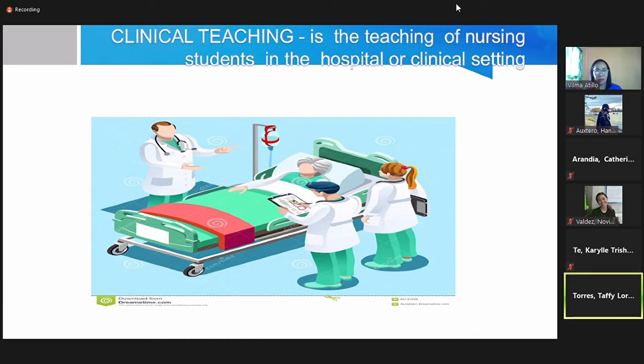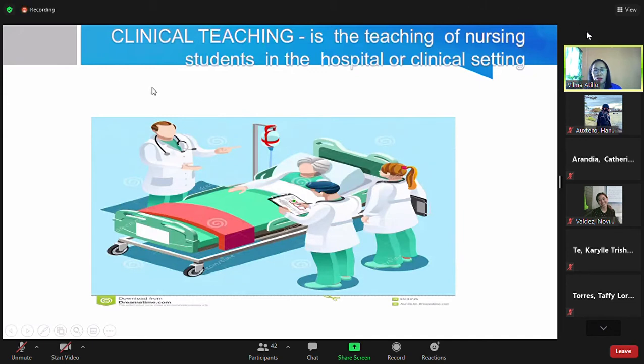Clinical teaching is the teaching of nursing students in the hospital or clinical setting. So when you have your RLE or your duty in the ward, in the hospital, before when you do your rounds after the endorsement, there are cases when the instructor will discuss the disease process of the patient and they will use medical terms so that the patient cannot understand what you are discussing. This is also done sometimes together with the doctors.